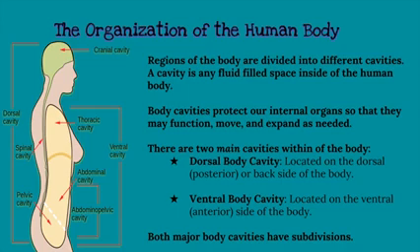There are two main cavities of the body. There's the dorsal body cavity, which is located on the posterior or back side of the body. And then there's the ventral body cavity, which is located on the anterior or front side of the body. And even these cavities have their own subdivisions.